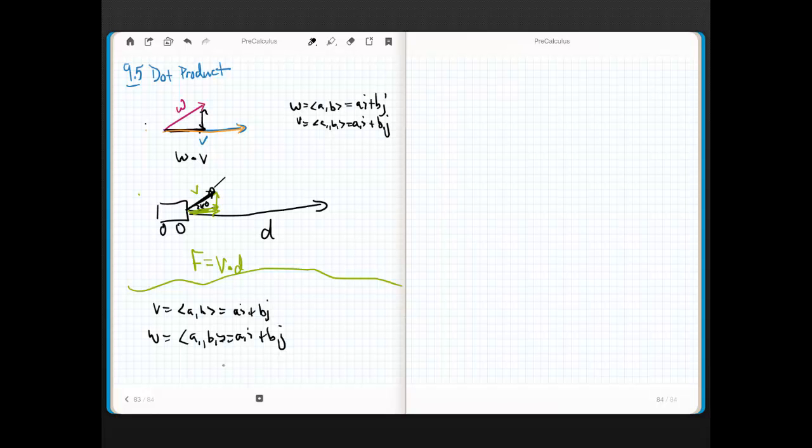Watch how simple it is to dot them. V dot W is simply equal to A times A1 plus B times B1. Notice the I and the J disappear. It's a scalar. Remember, this is a magnitude that we're finding. So you simply take the product of the horizontal components of both and you add it to the product of the vertical components of both, and you're done, which is pretty darn powerful.